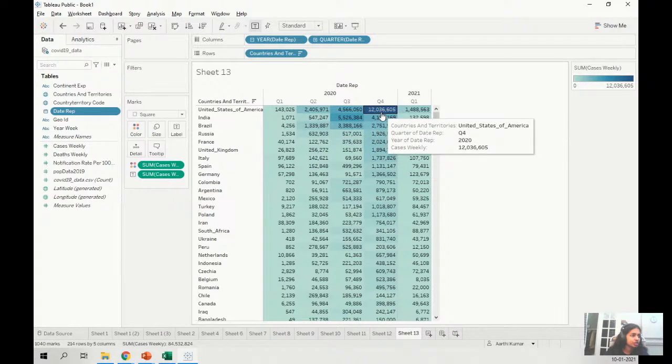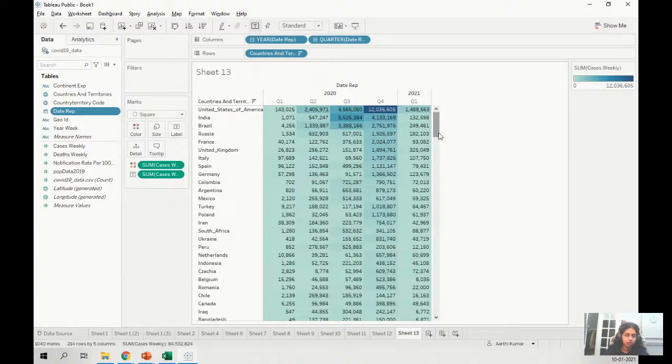The cell color is shaded by the number of cases in a particular quarter. So this one takes the lowest value and the highest value. If you look at it, the lowest value is 0, and the highest value for the table is 12 million, right? So this way you can create a heat map in a table format.